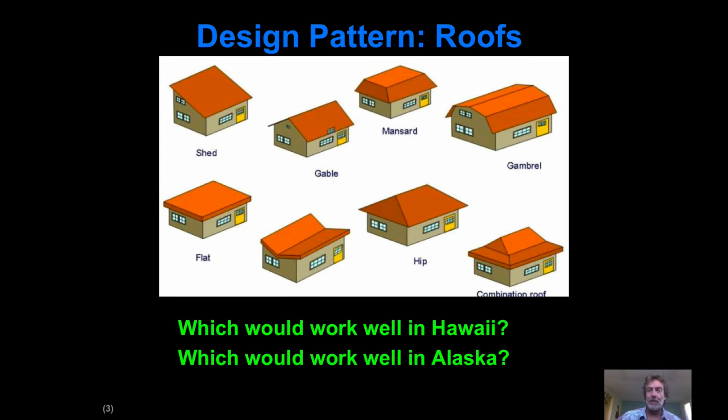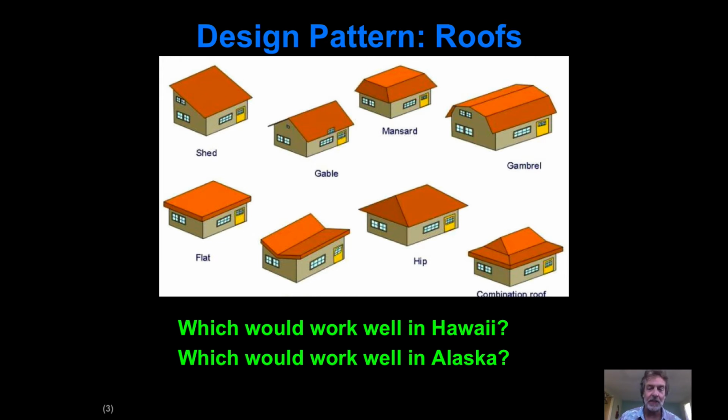So here's an example. Over time, the millennia or something, humans have been creating roofs, and here's a few standard roof types that have emerged over time as having various strengths and weaknesses. And the thought experiment is to say, which ones of these would work well in a place like Hawaii, as opposed to a place like Alaska.